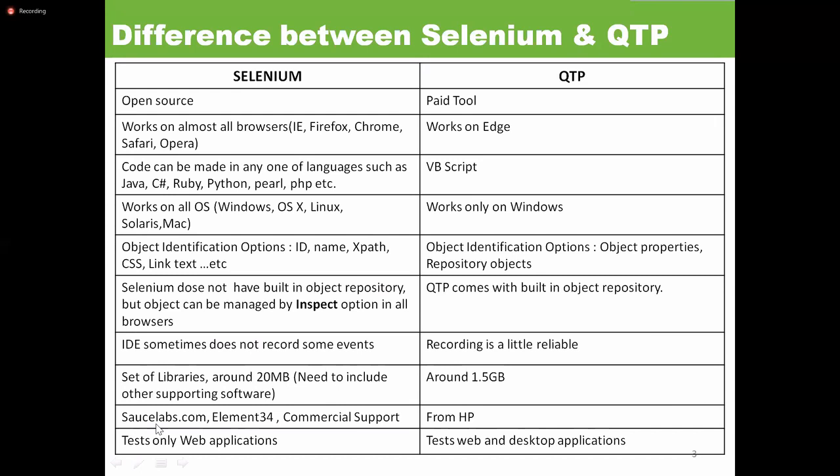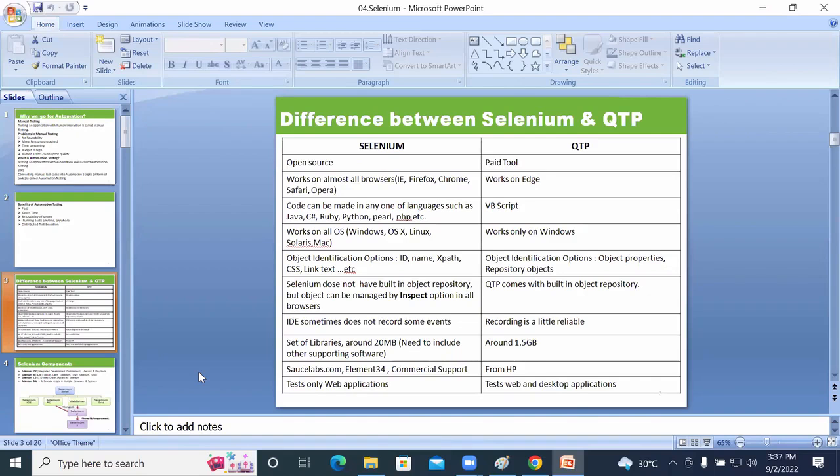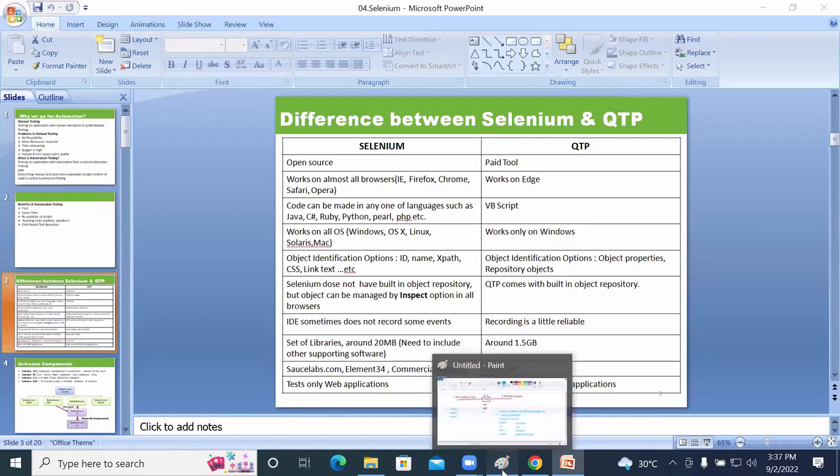But in case of QTP, it supports web-based applications and Windows-based applications. So Selenium is used to automate only web-based applications. We cannot automate anything related to Windows. But every tool has its own features.